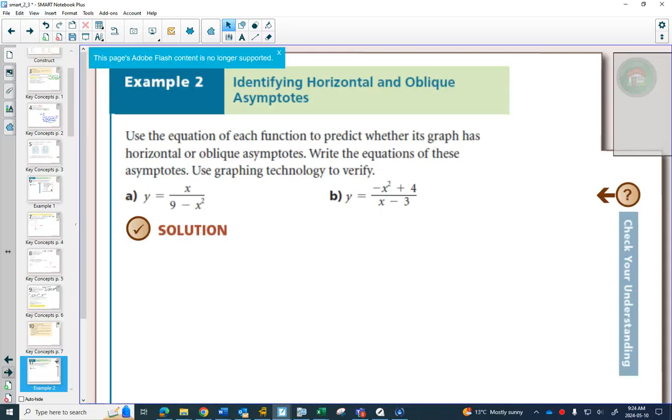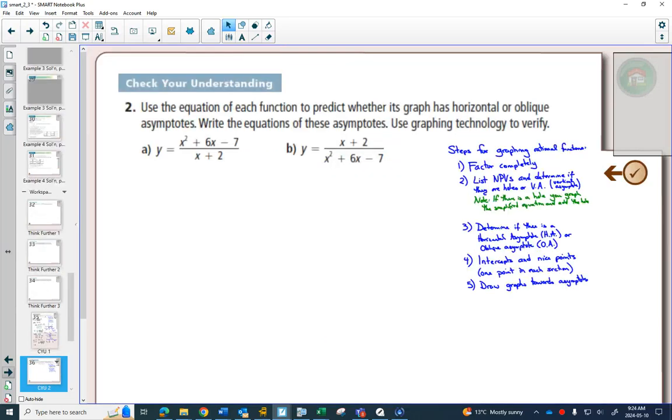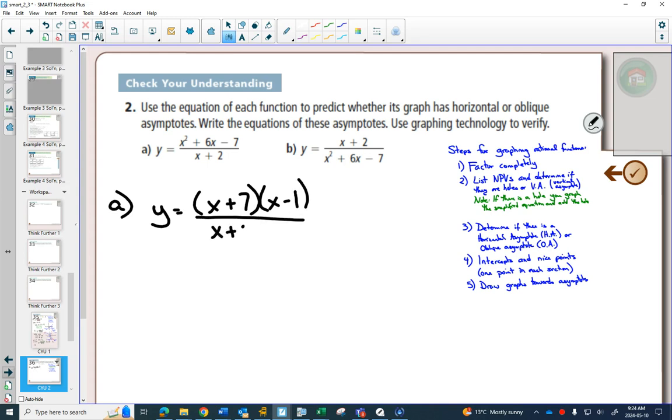Okay, so we're ready for example 2. We've got our steps still listed there from before. And we're going to start off with part A. I'm going to factor it completely. This factors to x plus 7, x minus 1 over x plus 2. And although the question just asked about horizontal and oblique asymptotes, we are going to graph it completely using the steps. So with the steps, step 1, factor completely, list our non-permissible values.